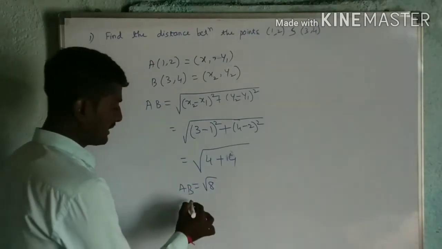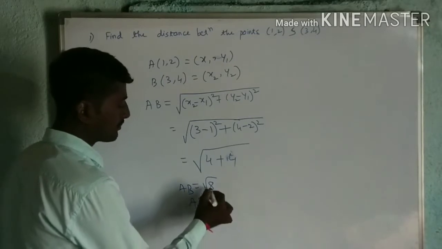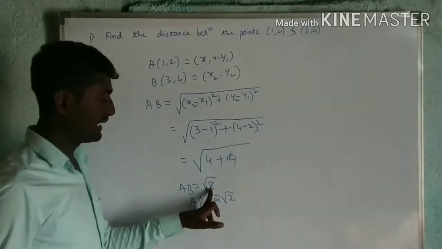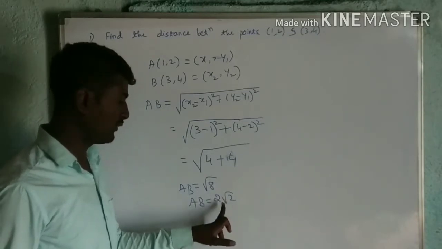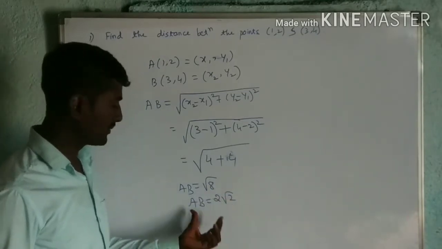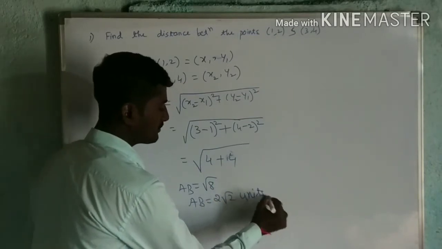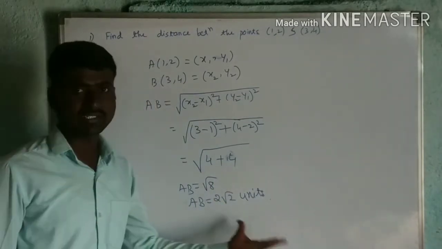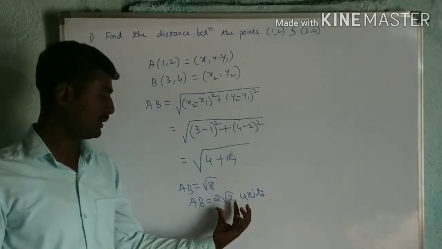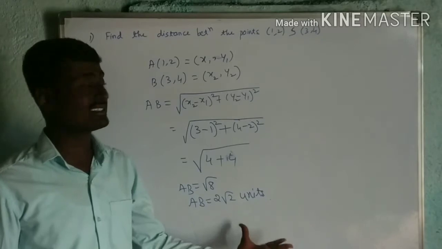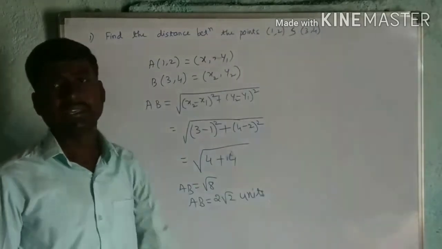You can write in a simplest form, AB is equal to root 8, that is 2 root 2. 8 can be written as 4 into 2, square root of 4 is 2 into root 2. So AB is 2 root 2 units I can write. Okay. So since it is a distance, if we keep 2 root 2, otherwise you can write units, 2 root 2 units. This is the distance between 2 points A and B.